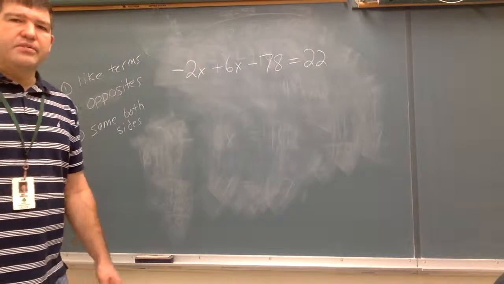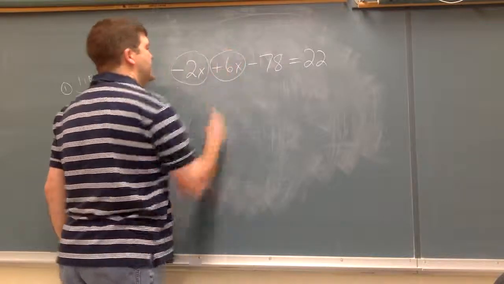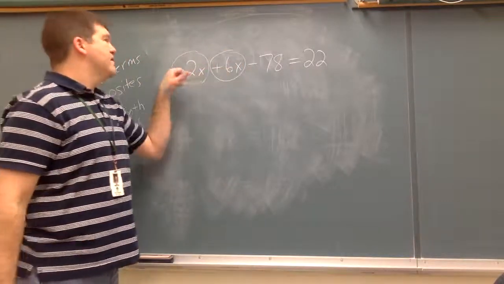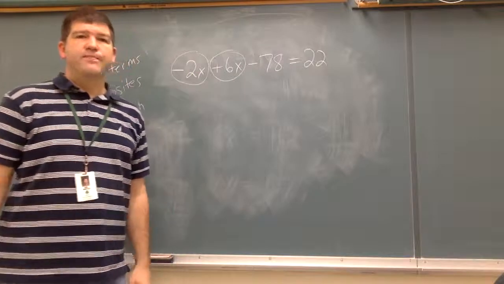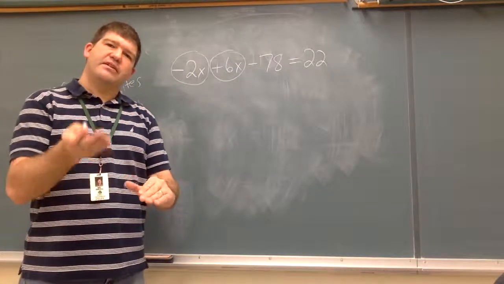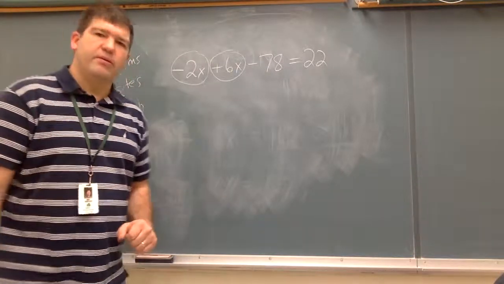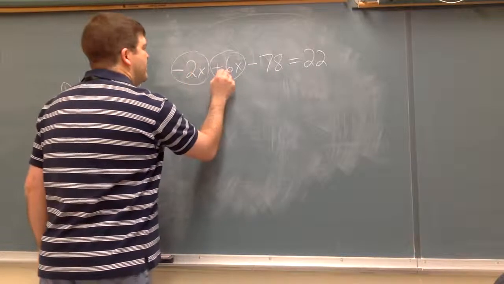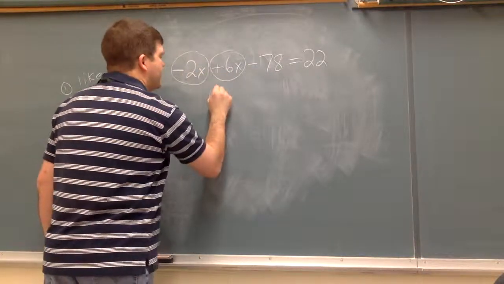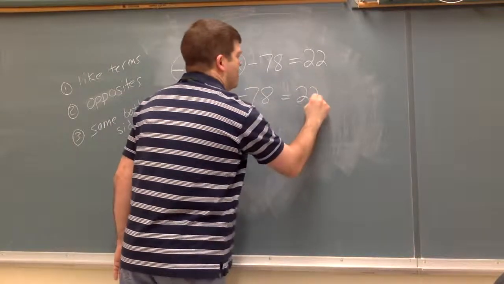Okay, I'm going to put my like terms together. I have an x here and an x here. Here's like terms. Negative 2x plus 6x. So negative 2 on the number line goes up 6 degrees. 2 degrees is going to take me to 0, and then I go up 4 more degrees. So negative 2x plus 6x gets me 4x minus 78 equals 22.